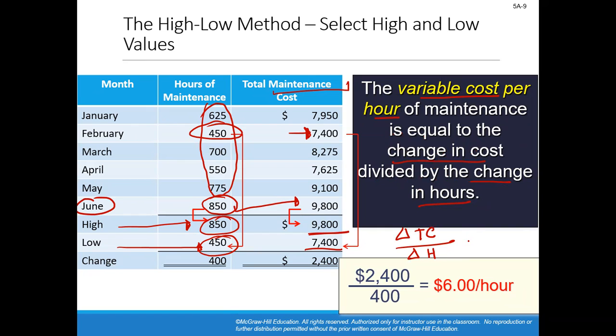So you see that between the high and low point, what are the changes in the total cost from the 9,800 to 7,400? What is the change of the total cost here?